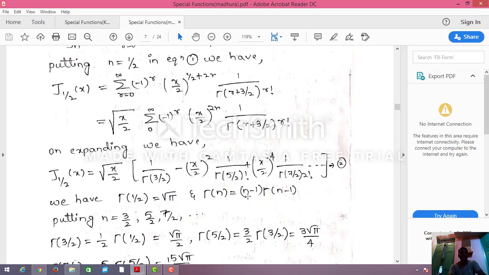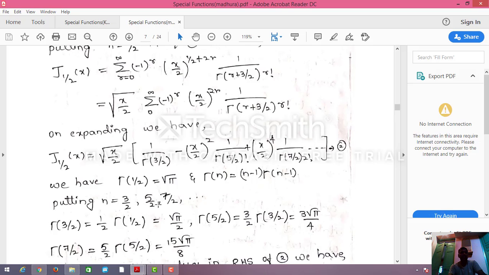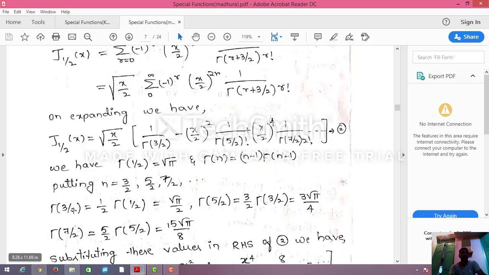Both should be same. Putting n equal to 3 by 2, we have to find the values of gamma of 3 by 2, gamma of 5 by 2, and gamma of 7 by 2. That's why I am substituting in this formula. If I substitute n equal to 3 by 2, I will get 1 by 2 into gamma of 1 by 2. But gamma of 1 by 2 should be root pi. That means overall gamma of 3 by 2 should be root pi by 2.